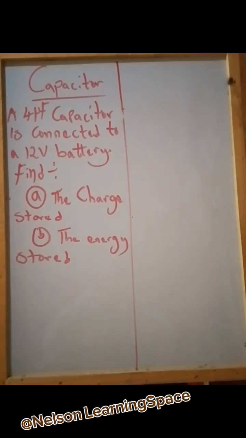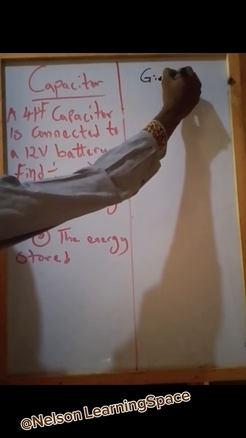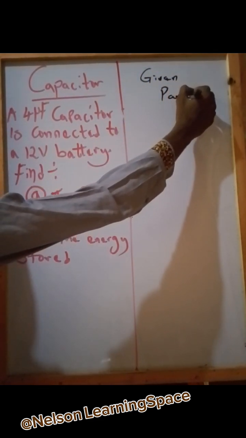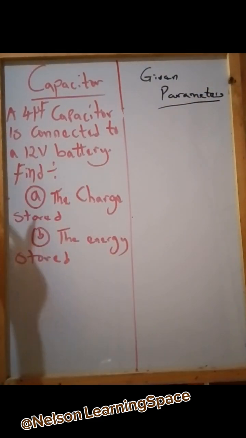The question on the board says a 4 microfarad capacitor is connected to a 12-volt battery. Find A, the charge stored in the capacitor. B, the energy stored, same in the capacitor. Now, the first step in solving a question like this is bringing out the given parameters. So we have the given parameters. And what are the given parameters?